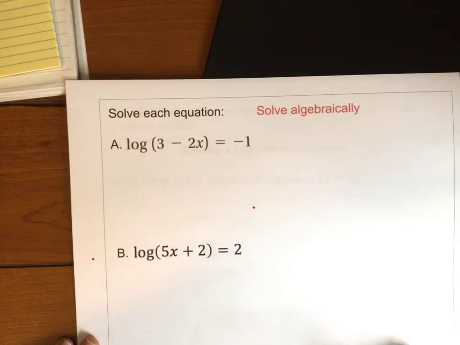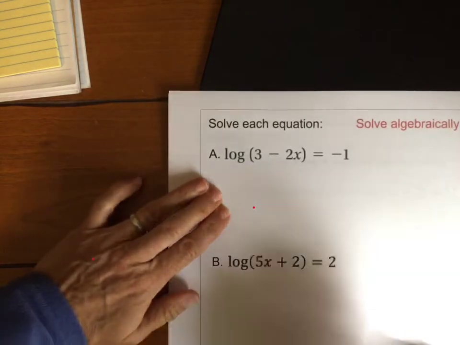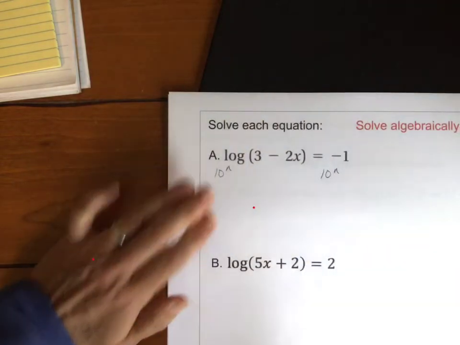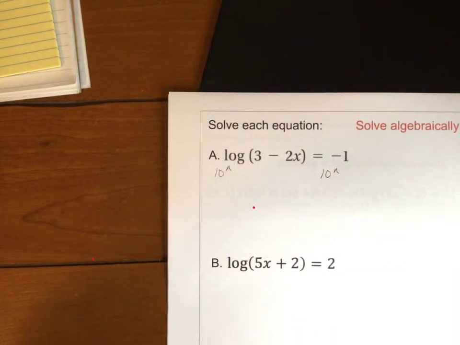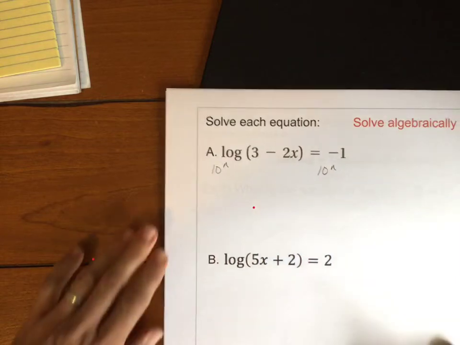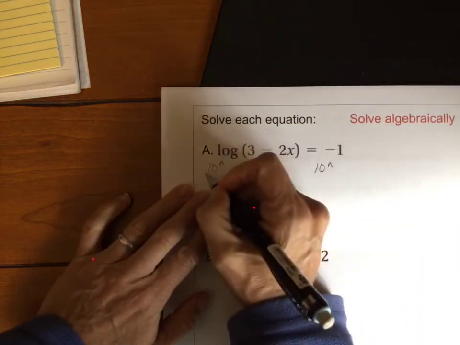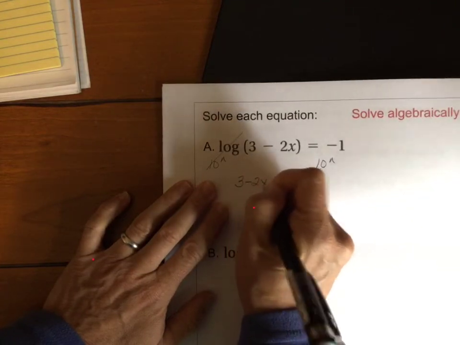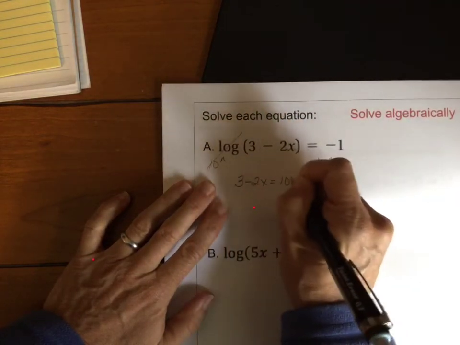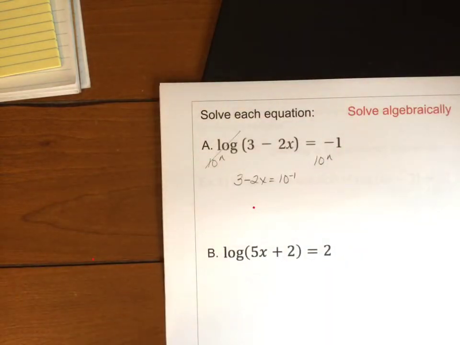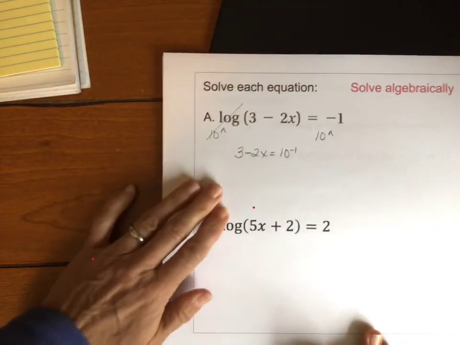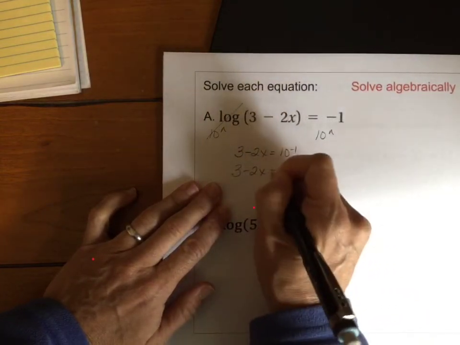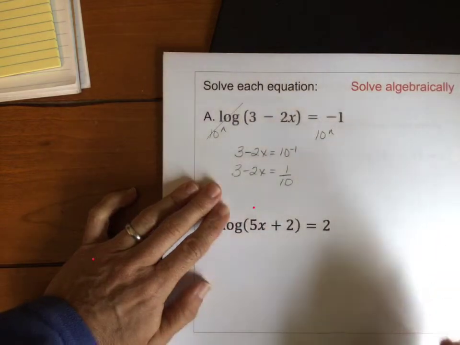All right, so to undo log base 10, I need to take each side 10 to the power of. And then I can know that these undo each other, leaving me with 3 minus 2x equals 10 to the negative 1. 10 to the negative 1 is just 1/10 as a fraction. You guys might put 0.1, but I'm going to use 1/10.